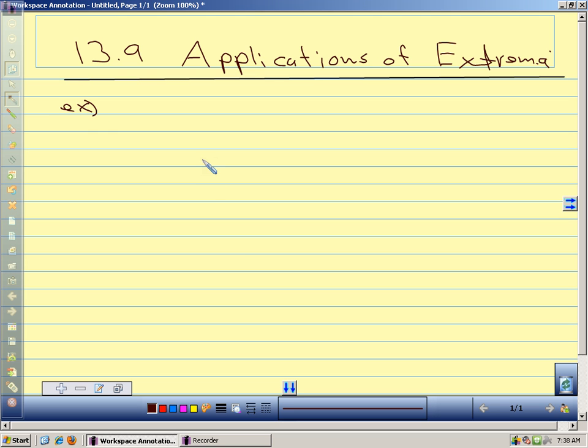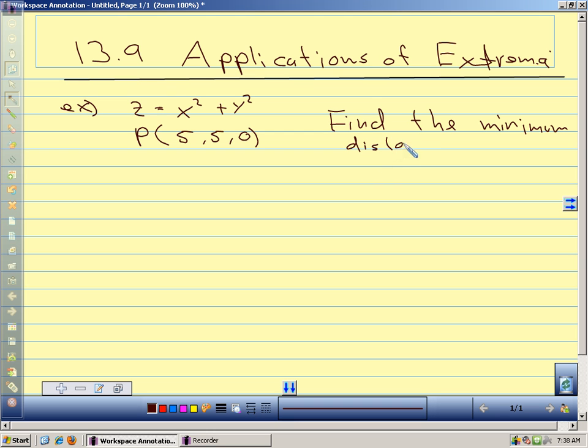I think it's interesting, and it makes you think in a three-dimensional way. So we have a function z equals x squared plus y squared, and we have a point 5, 5, 0. So we have a point on the xy plane. We want to find the minimum distance from the point to the surface.